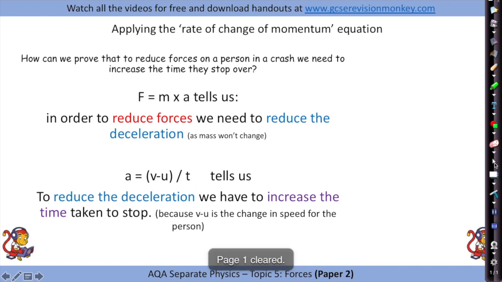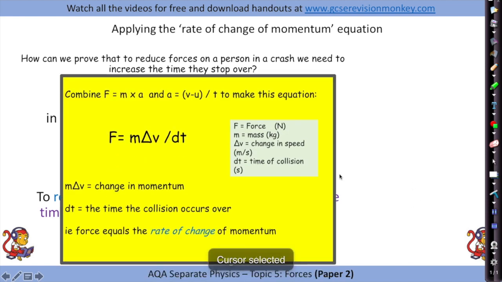Now that leads us on to our equation, the rate of change of momentum equation. When we combine F equals ma and swap a for v minus u over t, we're left with F equals mass times the change in speed divided by the time that occurs over. And that is the rate of change of momentum equation.